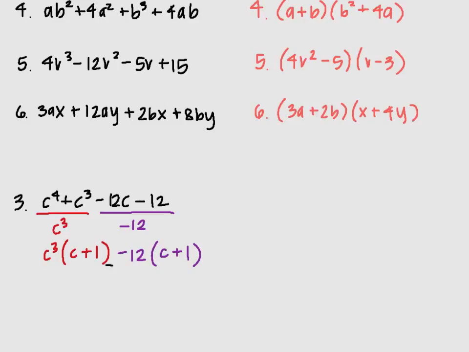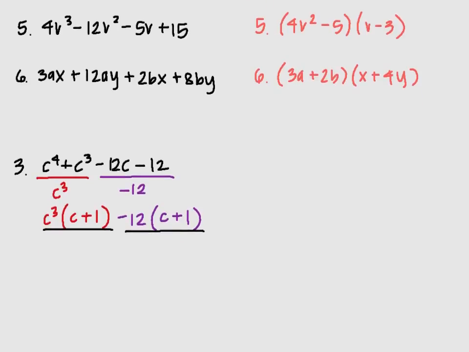So what I see in the first group and the second group is that they both have a c plus 1 in common. So I'm going to factor out the c plus 1 from both of the terms. And when I factor out the c plus 1, in the first term I'm left with c cubed. In the second term I'm left with negative 12. So this is your final answer.